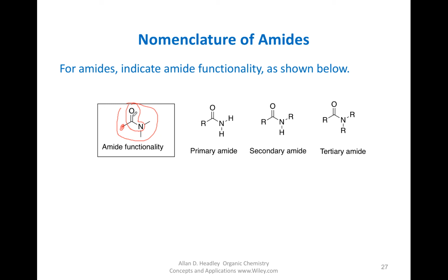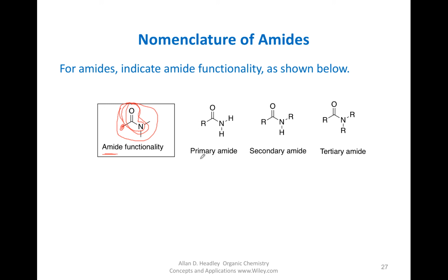If it's bonded to an OH, it's a carboxylic acid. If it's bonded to an OR, it's an ester. If it's bonded to a chlorine, it's an acid chloride. And now we see it bonded to an N. And that specific arrangement is called an amide functional group.